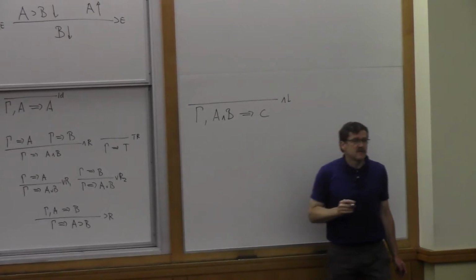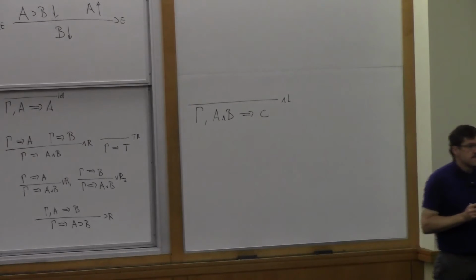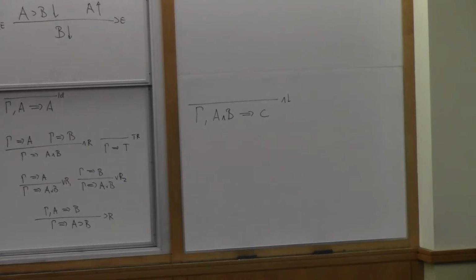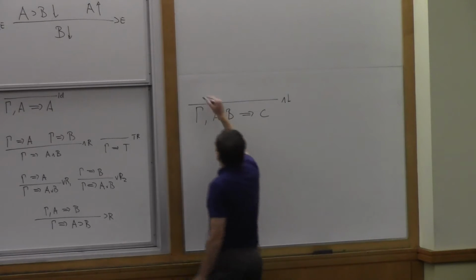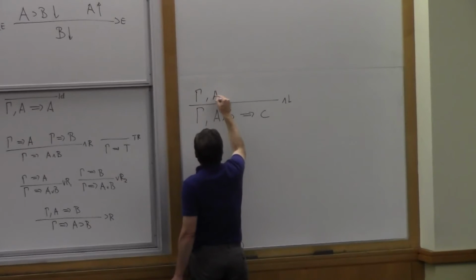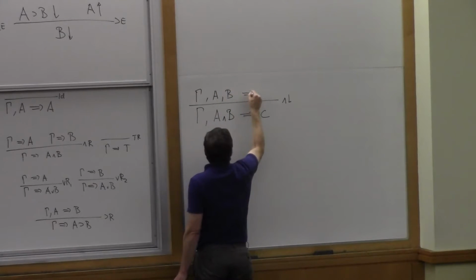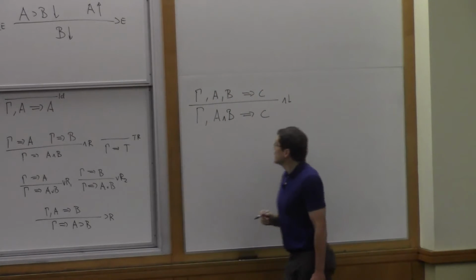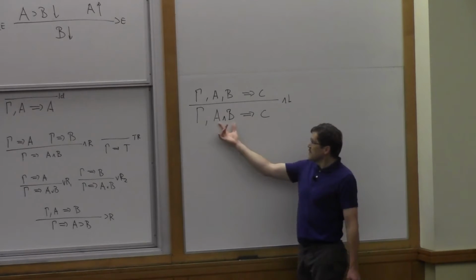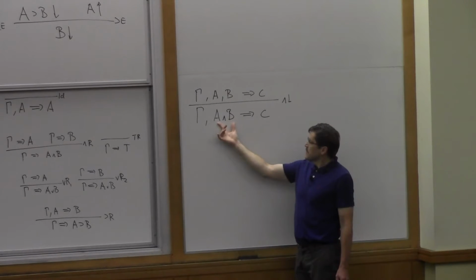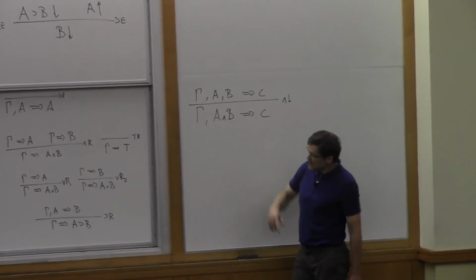How can I use the conjunction? Since we know gamma and we know A and we know B, and we're trying to prove C. Right. So I could do that. If I know A and B together, I know C. So that would be a fine left rule, because it's okay to break down the conjunction. But that's not exactly my program here.